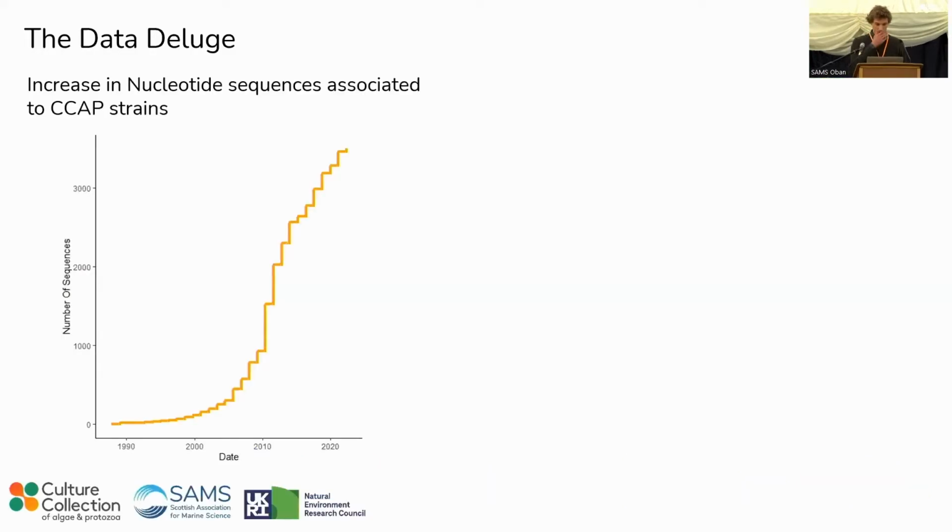All right, as a first introduction slide, I show you this graph, which is possibly difficult to read, but it's the increase in sequence data over time. It starts at the early 90s up till today, and we see a steep increase of nucleotide data associated to CCAP strains. We expect this to keep on increasing.